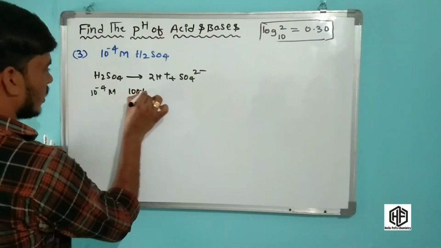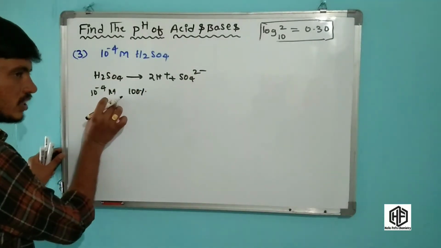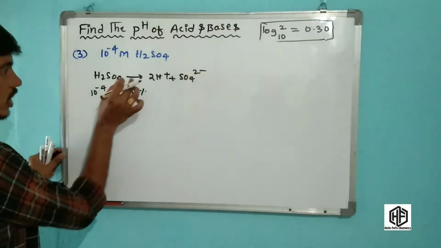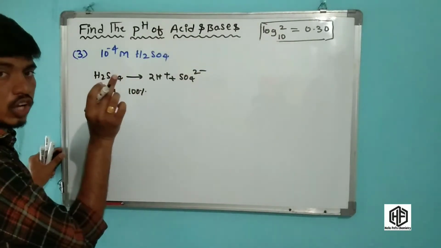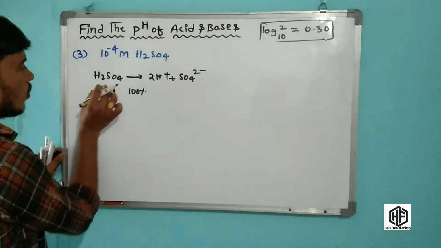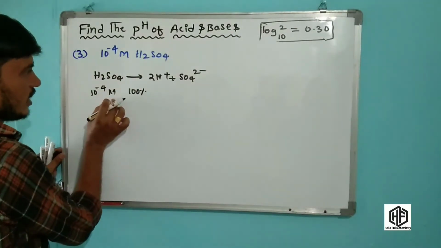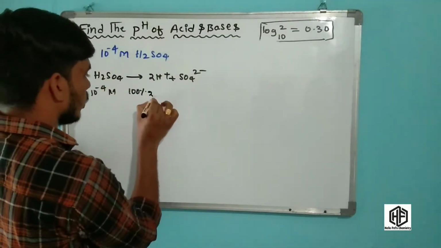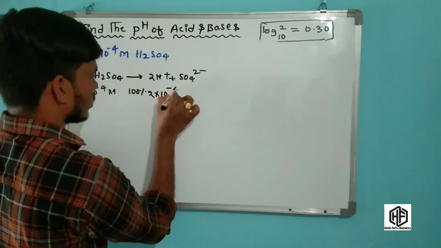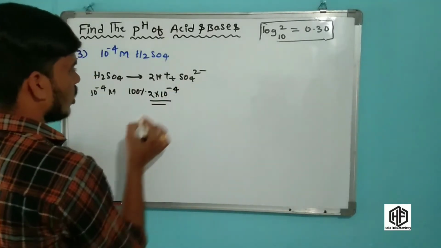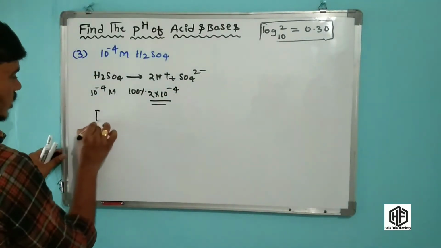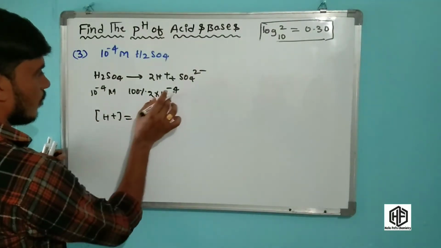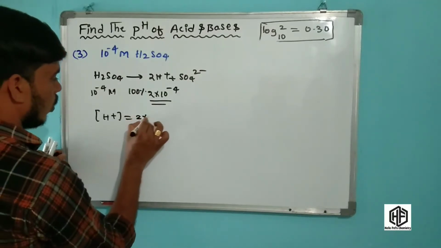This is 100% dissociated. Because it is a strong acid, I am going to talk about strong acid. Therefore, 10 to the power of minus 4 moles is present in there. Now 2 H plus ions are present in there. It means 2 into 10 to the power of minus 4 is the value of the concentration of H plus ions. Friends, the concentration of H plus ions in this dibasic acid example is 2 into 10 to the power of minus 4.